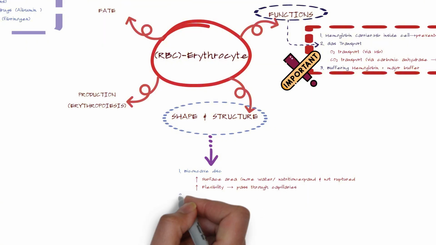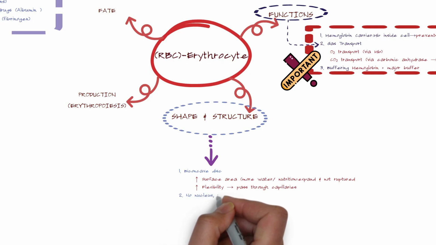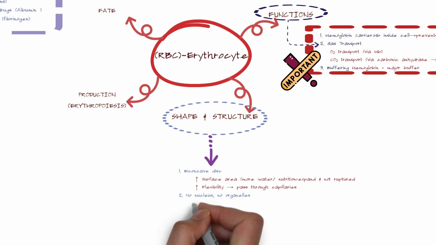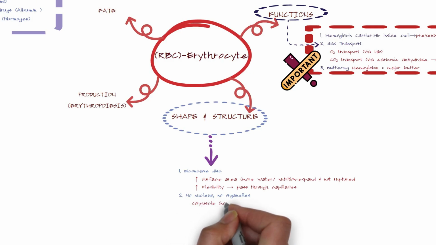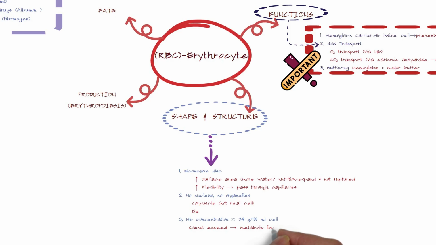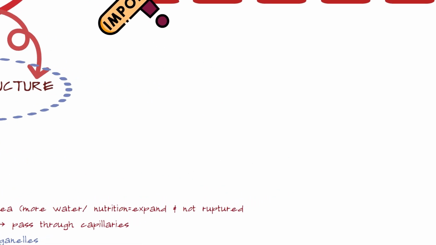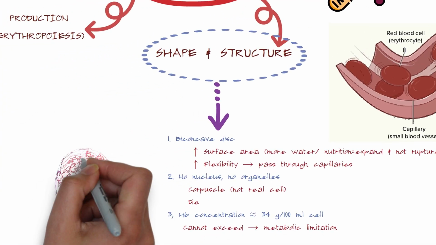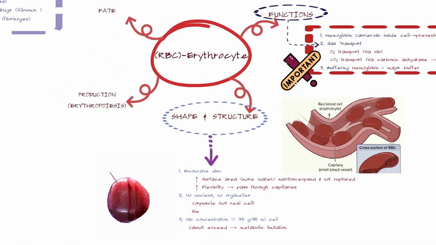Now let's focus on the structure. The RBC is mainly a corpuscle with no nucleus and no organelles, containing mainly hemoglobin, cytoplasm, and some enzymes. Therefore, the RBC has a limited lifespan, approximately 120 days, after which it is removed from the circulation. Finally, the hemoglobin concentration. The hemoglobin inside the RBCs is about 34 grams per 100 milliliters of the cell. This value cannot be exceeded due to the limited metabolic capacity of RBCs to synthesize hemoglobin. Now, let's move to another point about the RBCs.